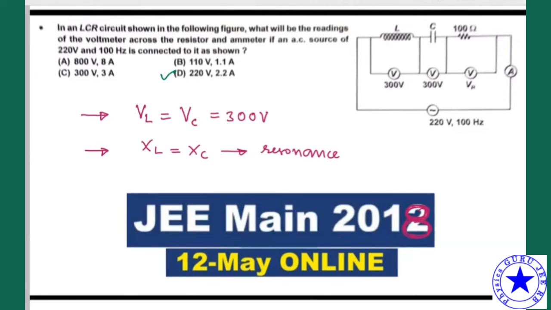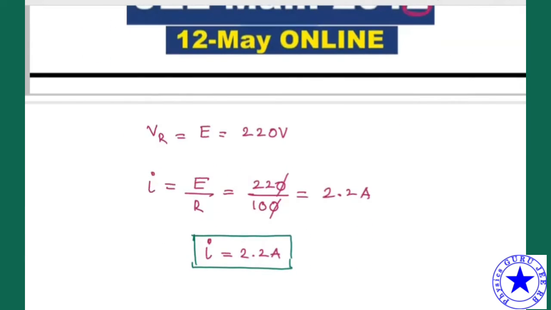So clear? VL is equal to VC, and XL equal to XC is the condition for resonance. After that, VR is nothing but the input voltage we are giving, 220 volts, and I is equal to E by R. Hope it is clear at this particular point, right?